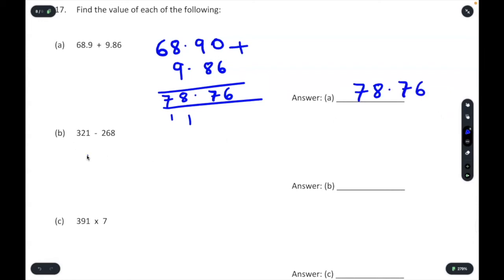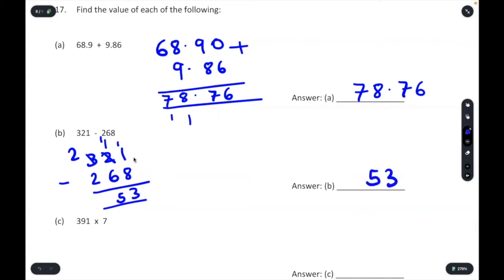Next, 321, take away 268. Well, 1 take away 8 we can't do, so this is 1, we borrow 1 from there. 11 take away 8 is 3. 1 take away 6 we can't do, so 2, 1, 5, and nothing there because 2 take away 2 is 0. So this is just 53. Of course, you can do these in your head if you want to, but if these questions are, let's say, 2 marks, then you would get 1 mark for the working out, which is why I'm just doing this in case it's worth showing it.